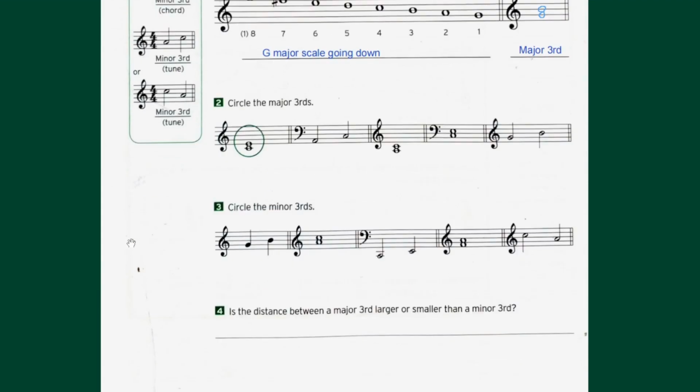Okay, let's take a look at the next one. We have to circle the major thirds on this question. The first one has been given as an example. Let's take a look at the second one. We have A to C. So if you count up the alphabet from A to C, it's a third up. And if you count the number of semitones from A to C, we have 3 semitones apart from each other. So again, this is a minor third. We need 4 semitones for a major third.